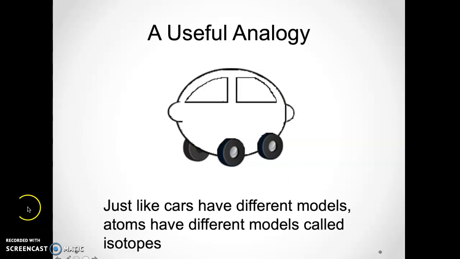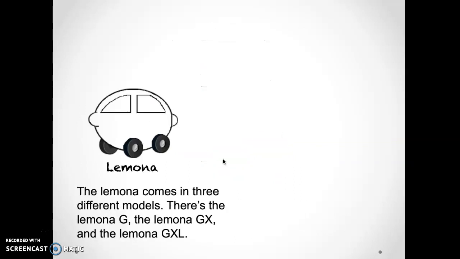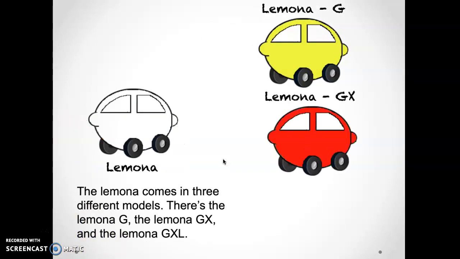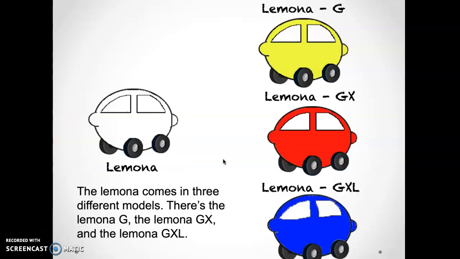And so now I'm going to spend some time talking about an analogy. Just like cars have different models, atoms have different models, and guess what they're called? Yes, they are called isotopes. So there is the Lamona. That is a type of car. And the Lamona, instead of being 3 different isotopes, has 3 different models. There's the Lamona G, there's the Lamona GX, and of course, the Lamona GXL.